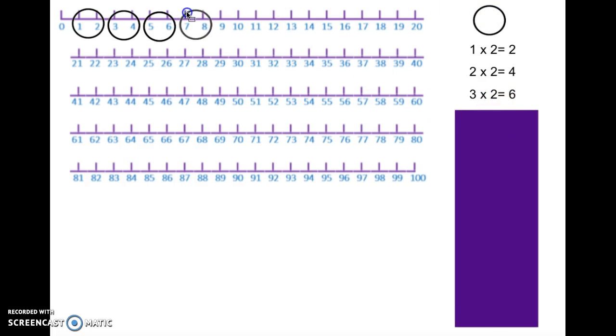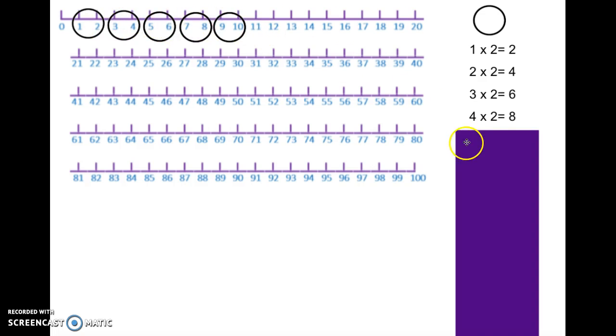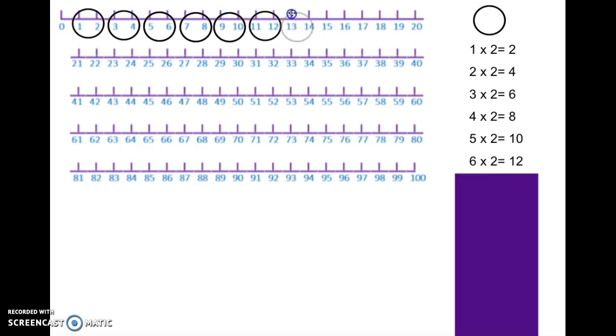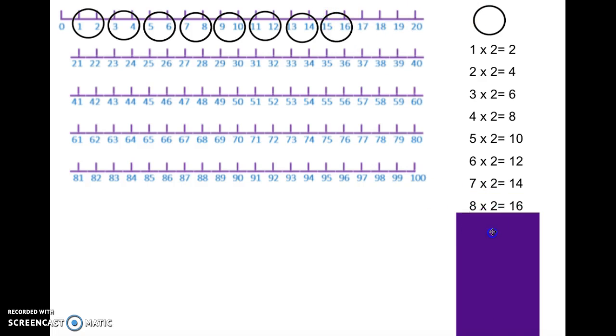4 sets of 2 is 4 times 2 equals, you got it, 8. All right, 5 times 2 equals 10. 6 times 2 is 6 sets of 2 equals 12. 7 sets of 2 equals 7 times 2, which is 14. All right. 8 sets of 2 is 8 times 2, which is 16.